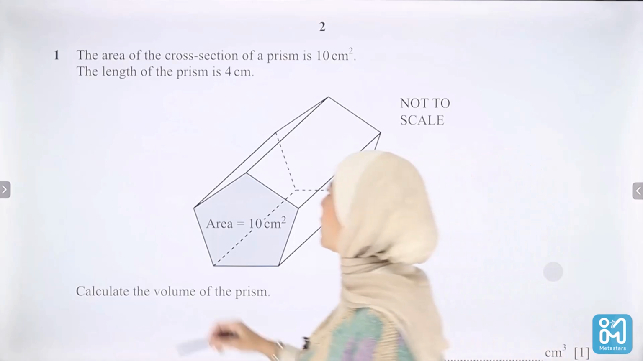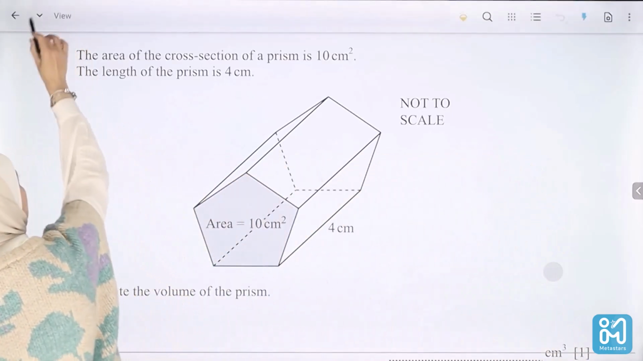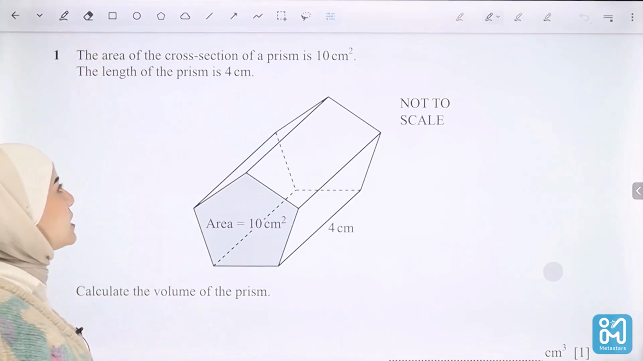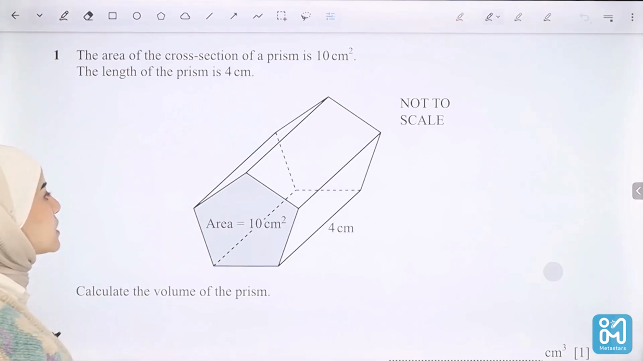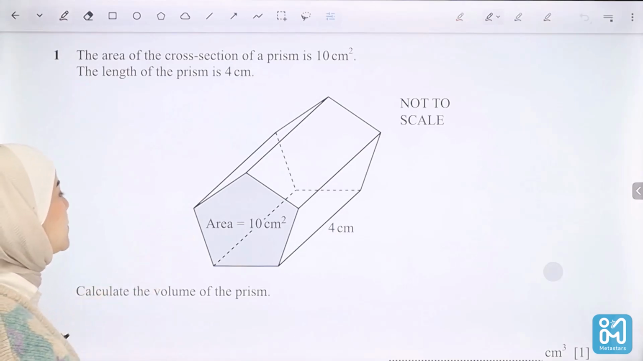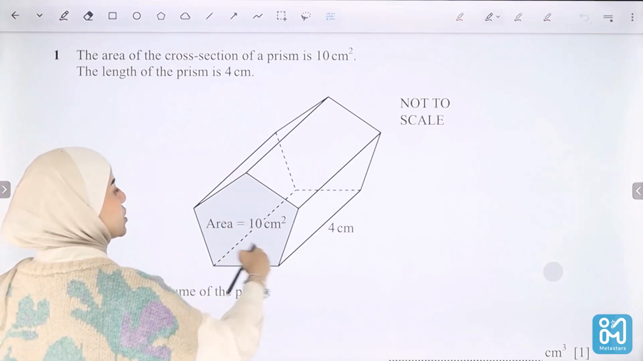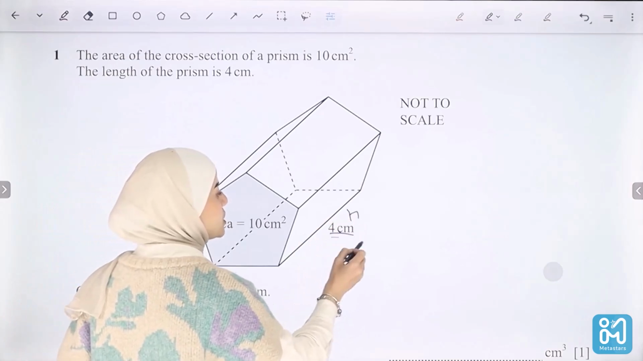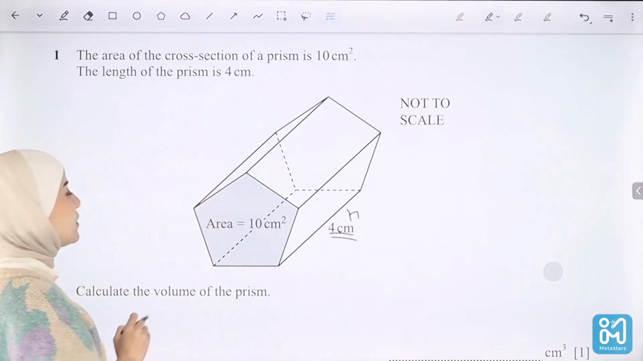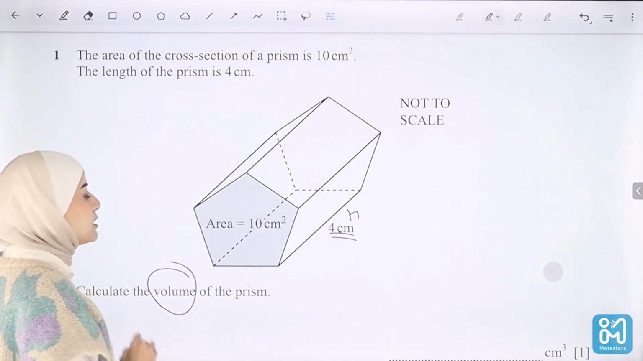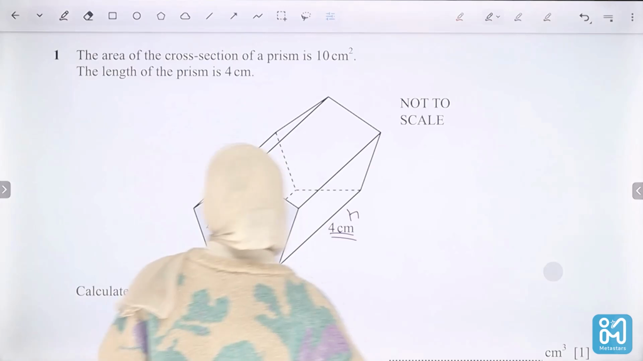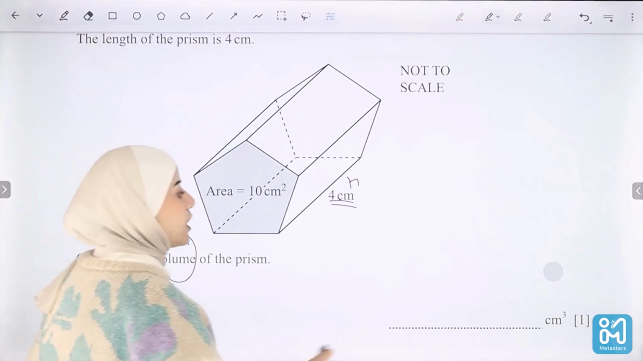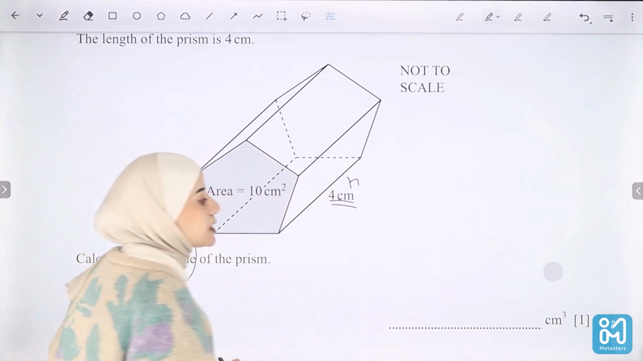The area of the cross-section of a prism is 10 square centimeter. The length of the prism is 4 centimeter. As you can see, this prism has a cross section. The area of the cross section of it is given, which is 10 square centimeter. Here is the height, which is what? 4 centimeter. Now, what do they want us to find? They want us to find the volume of the prism. Take a look, 1 mark on it, so I need the final answer written here in the space provided.